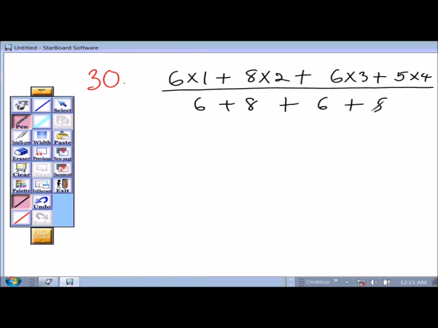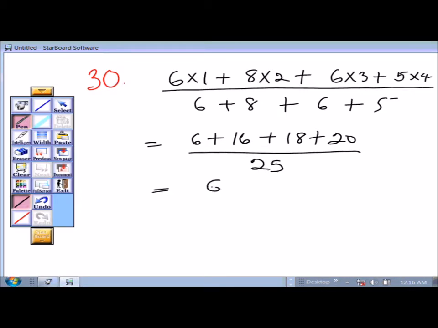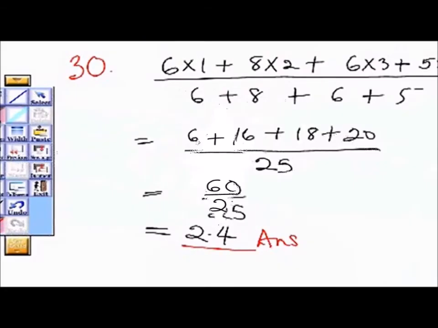And we have this giving us 6 times 1, 6, 8 times 2, 16, 6 times 3, 18, and 5 times 4, 20, divided by the sum of the denominator, which is 25. So we have 60 over 25, which gives us 2.4. And that is the mean of the distribution as required.